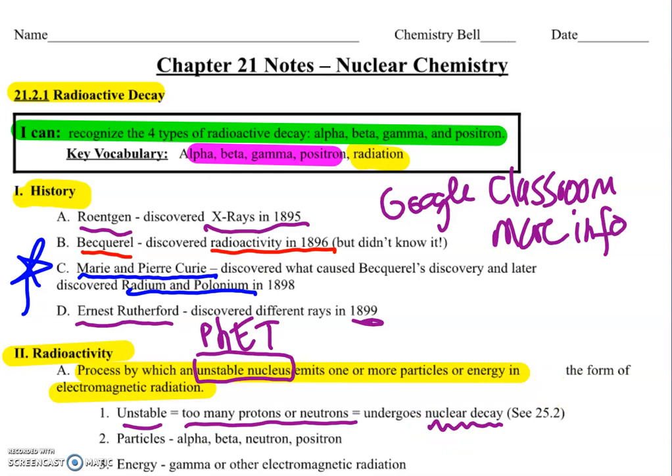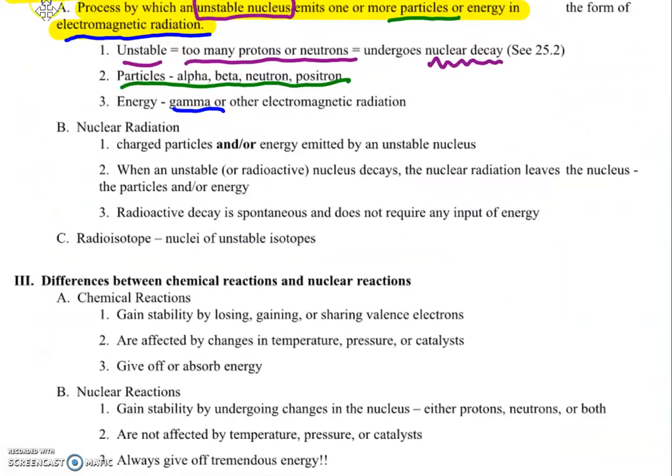It emits one or more particles. Those particles could be alpha, beta, neutrons, or positron particles. And or it can also emit electromagnetic radiation. We're going to focus on gamma radiation in our nuclear unit. Okay, let's scroll down a little bit here.